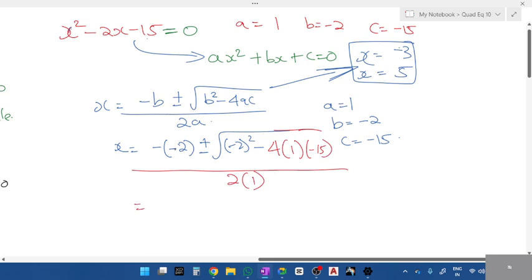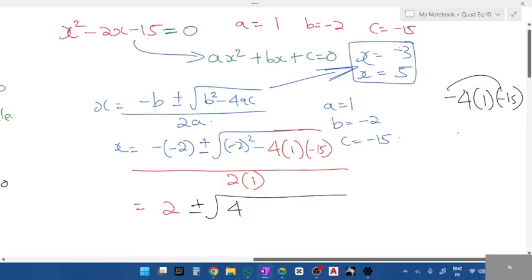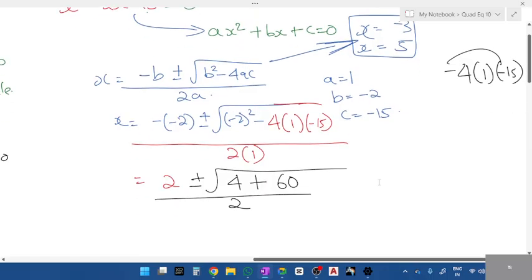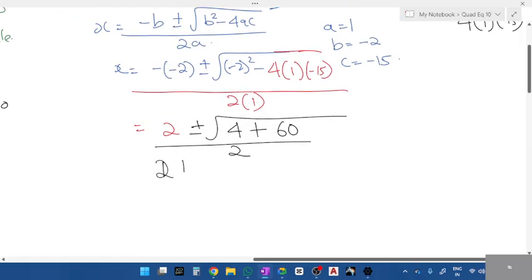All of you unmute and answer. What do you get for this? Minus into minus is 2 plus minus square root of 4. What is minus 4 into 1 into minus 15? Be quick. Minus into minus is plus, 4 into 15 is 60, divided by 2. Then how do we solve? 2 plus minus, what is 4 plus 60? What's the square root of 64?